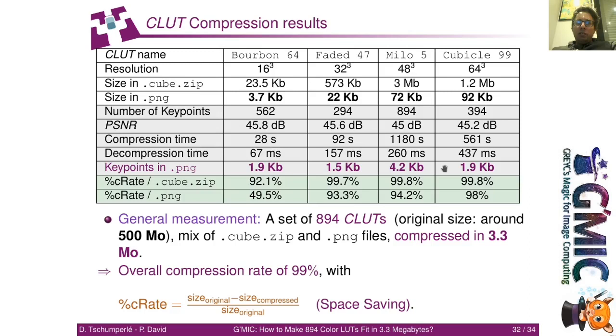We generally achieve a compression rate of more than 90% for the 800 plus CLUTs we processed this way, meaning that the original pack of CLUTs that was taking a bit more than 500 megabytes can now be stored as a set of key points in less than 3.5 megabytes. That means an overall compression rate of more than 99%, which is really a huge compression rate.